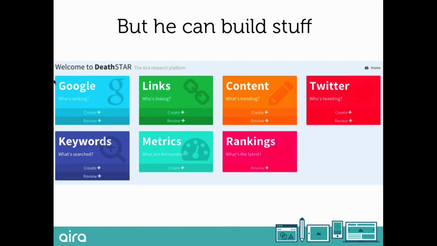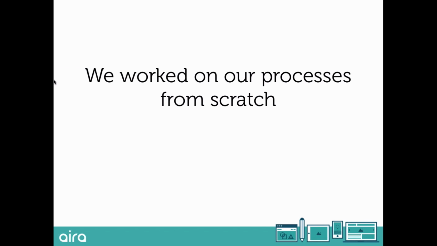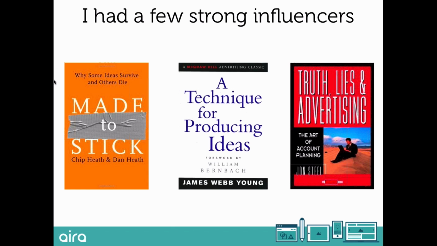So he can build stuff, which we thought, well, this can help us. This is one of our dashboards at Era, something lovingly named Death Star, which helps us gather data and intelligence when we're putting together content campaigns. And we worked on our processes from scratch. We thought, we're not both creatives, but we can put processes in place. We can build tools, we can build software. What can we do without having that creative knack?